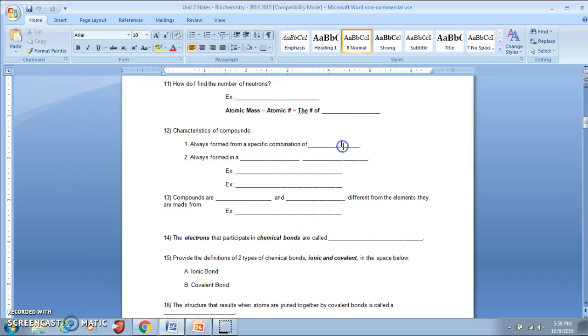So, for number 12, we're going to fill in always formed from a specific combination of atoms and always formed in a definite proportion. The examples we gave were water, and water has the chemical formula H2O. We're going to want to make this 2 a subscript, so a little bit below the H and smaller. And then our other example was glucose, which is a sugar, and its chemical formula is C6H12O6. And again, I'm making those numbers a little bit smaller and below each of the letters.